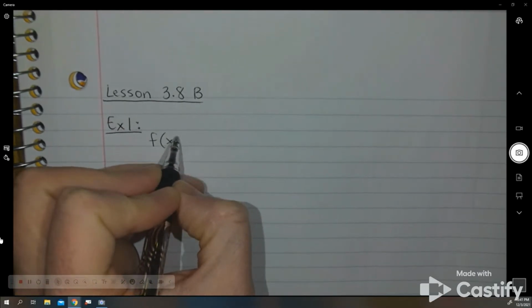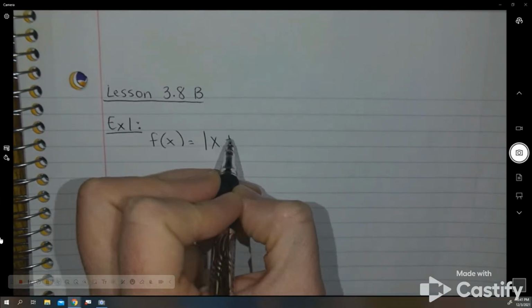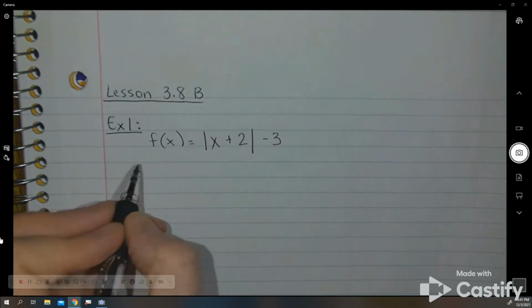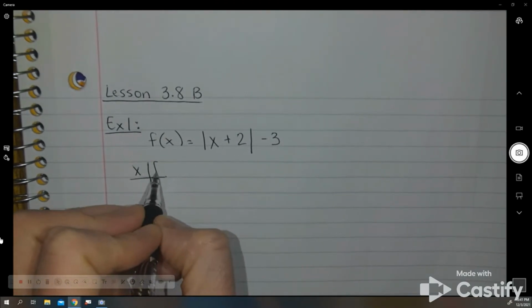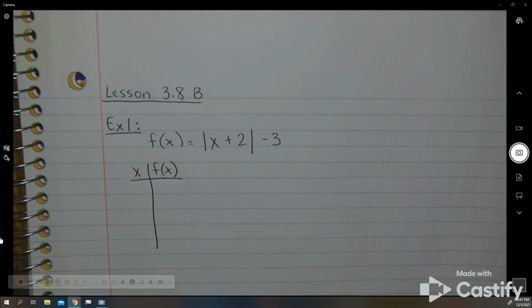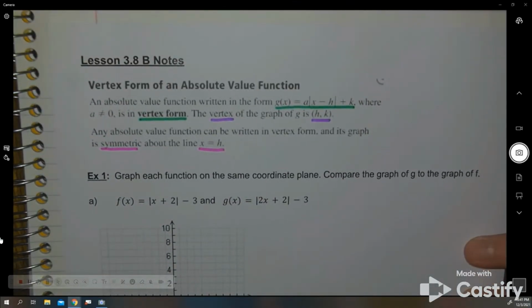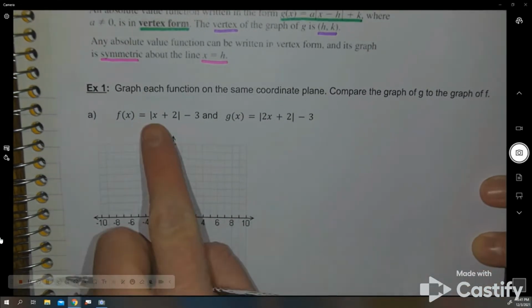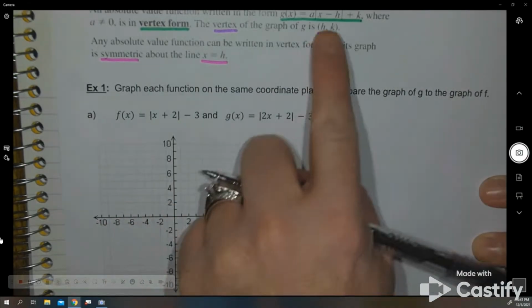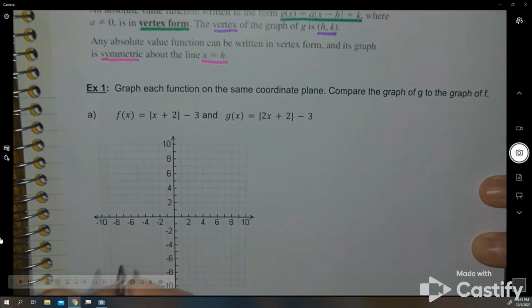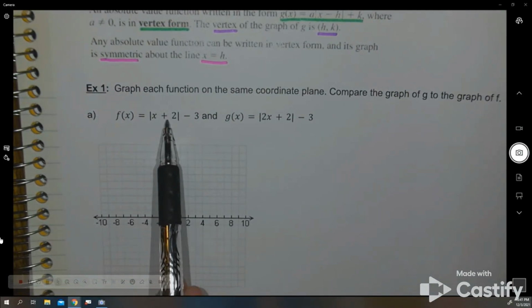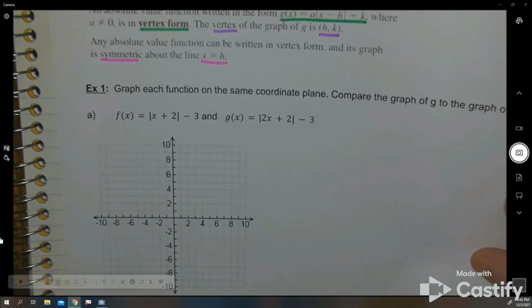All right, so let's take a look at f of x. We have the absolute value of x plus 2, minus 3. One thing we know for sure is that because of the way it's written, the vertex is that point (h, k). The original, remember, had the minus, so it's the opposite of what it looks like here. So our vertex is going to be (-2, -3).